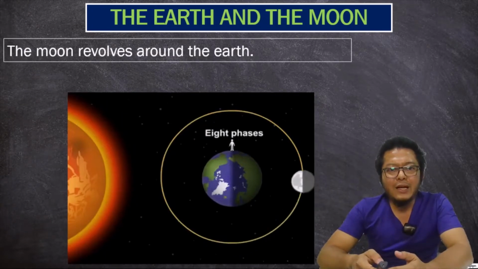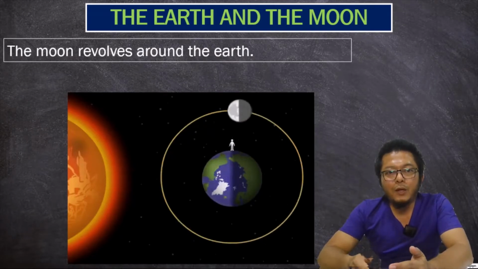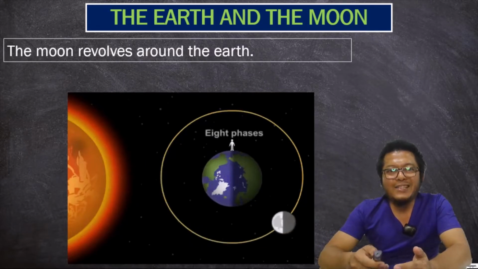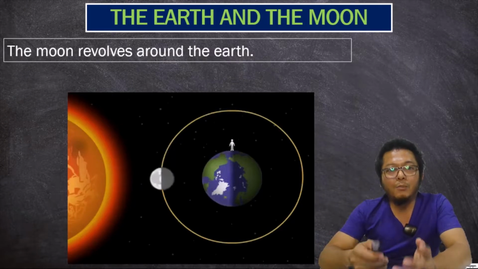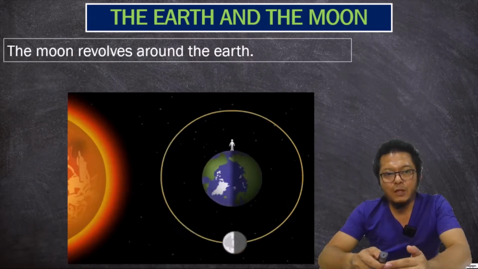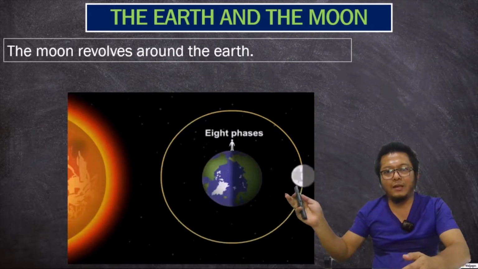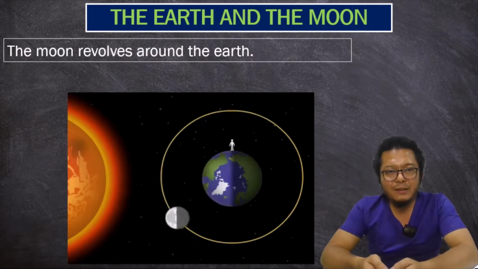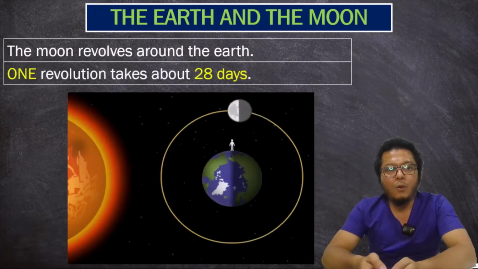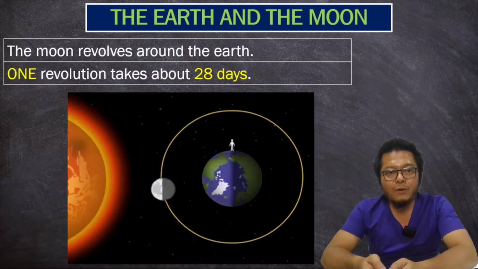The moon revolves around the earth, more or less like the earth revolves around the sun. Like in this picture, the sun is on your left, and then the earth, and then the moon moving around the earth. You do understand that the moon revolves around the earth. One full revolution around the earth takes about 28 days. Okay, you understand that? Nice.